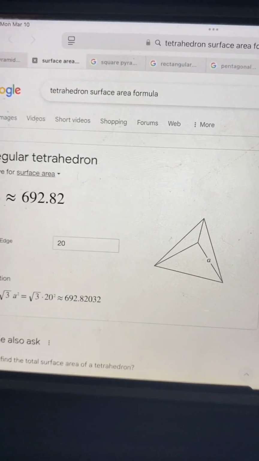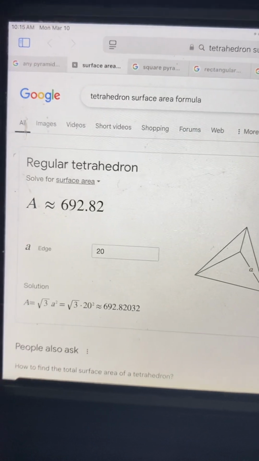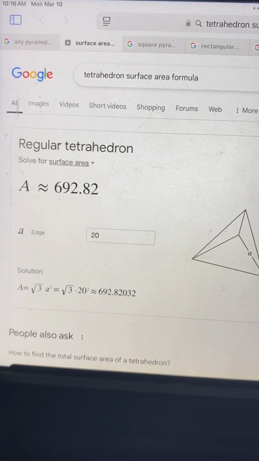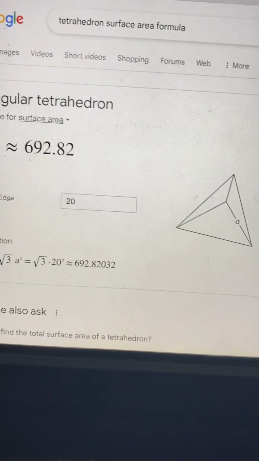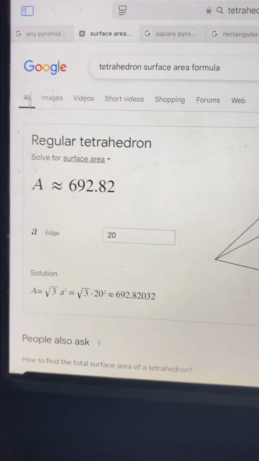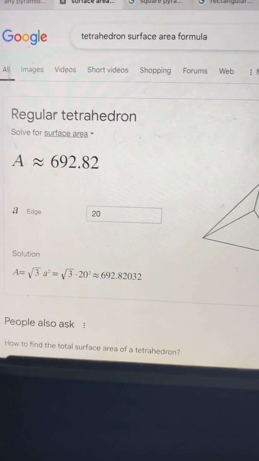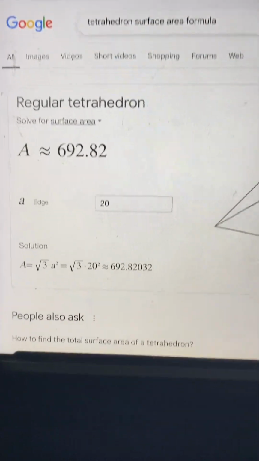692.82. A lot of times, surface area problems will ask you to round your answer to 2 decimal places, because the exact answer may be very long, precise, and complicated. So rounding to the nearest 2 decimal places could really help you better understand the surface area of any 3D shape.